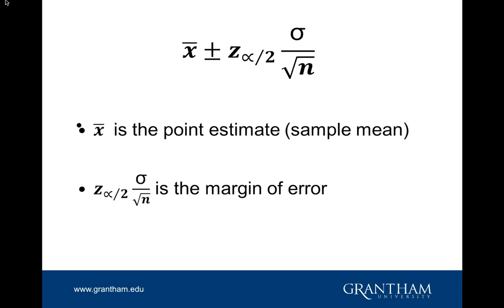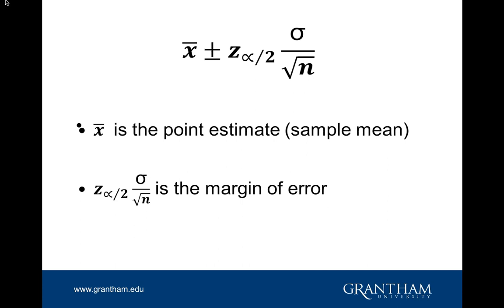In this particular formula, the confidence interval, 1 minus alpha times 100% confidence interval, where our sigma is known, there are two components that make up this interval. The first component is what's on the left, the X bar. Now, this X bar is called a point estimate. It's also referred to as a sample mean, but we're going to be using the term point estimate and sample mean interchangeably from now on. So please make sure that you understand that.